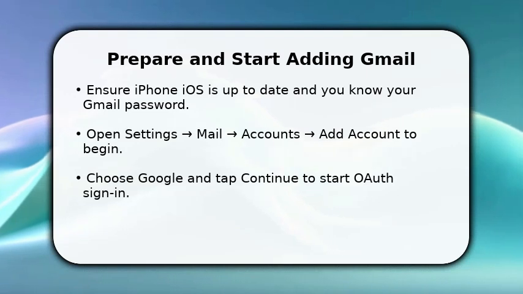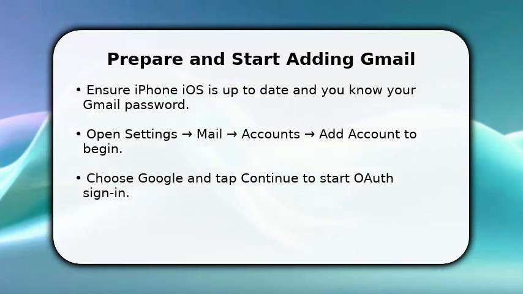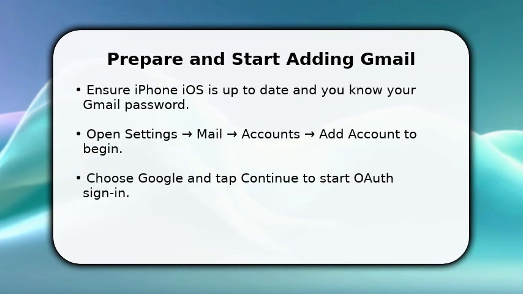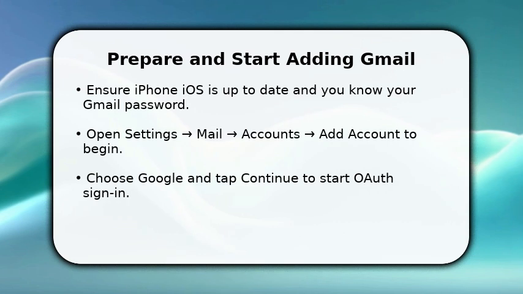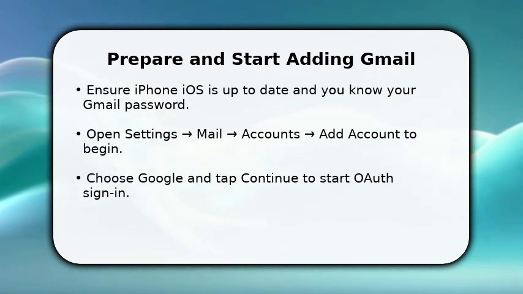You're about to add Gmail to Mail. Start now by opening Settings and navigating to Mail, then Accounts. Once there, tap Add Account and choose Google. This uses a secure OAuth flow so you don't type credentials into third-party apps.